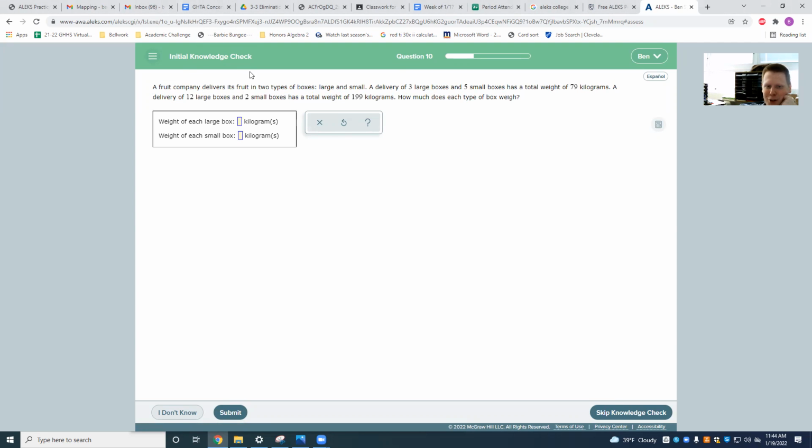We can see a fruit company delivers. One thing, if you see a word problem like this and you've got 2 things, it's a system of equations. It's very common to see a system of equations. So we're going to basically have 2 equations. We'll do elimination, substitution, or something like that.